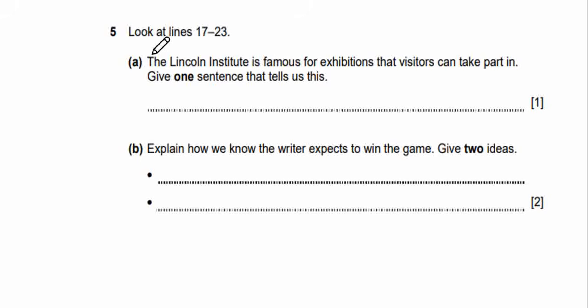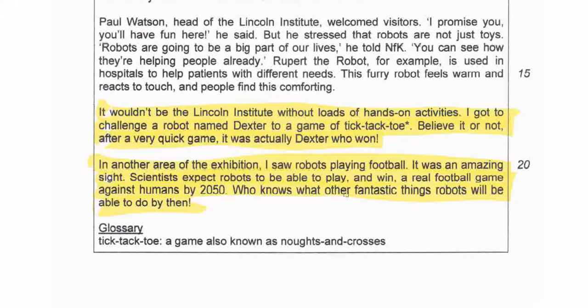Next, let's move to question 5. Question 5, look at lines 17 till 23. The Lincoln Institute is famous for exhibitions that visitors can take part in. Give one sentence that tells us this. Let's check lines 17 till 23. And also question B is explain how we know that the writer expects to win the game. Give 2 ideas. So here we go. This is line 17 till 23.